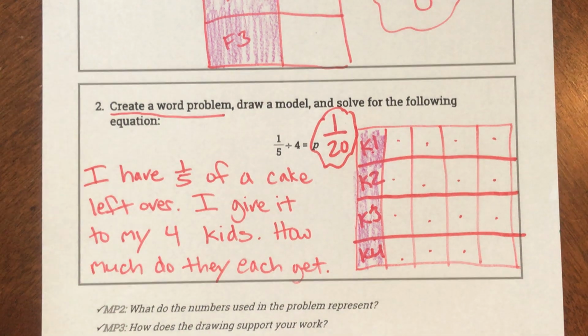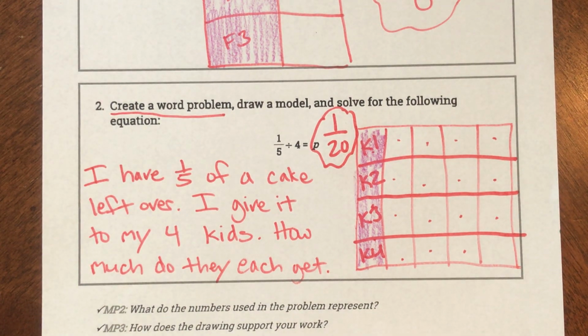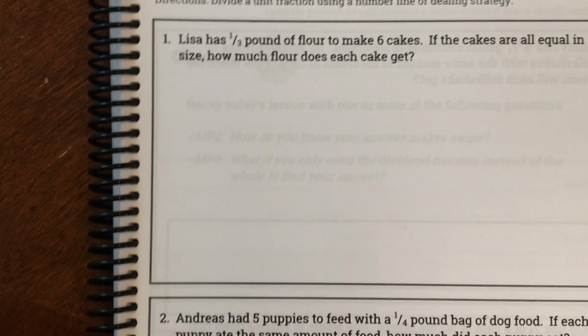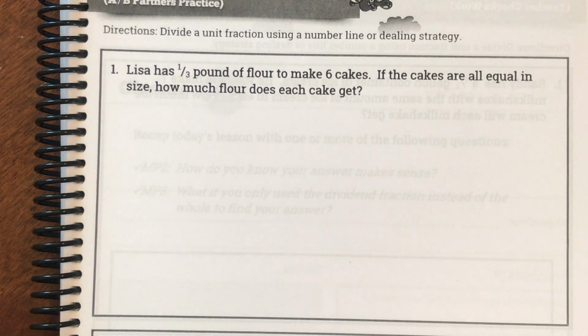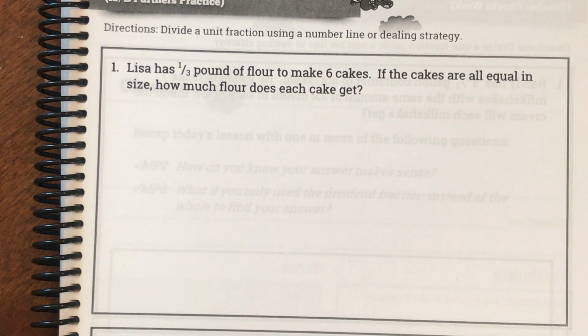Okay, let's try some of these together. We are on page 206, and we're going to kind of skip around and do quite a few together today. Okay, so our first one is page 206, and let's read this. It says, Lisa has 1/3 pound of flour to make 6 cakes. If the cakes are all equal in size, how much flour does each cake get?